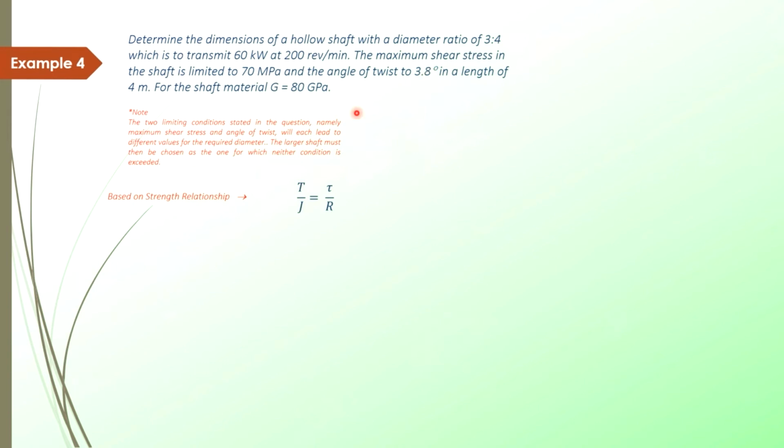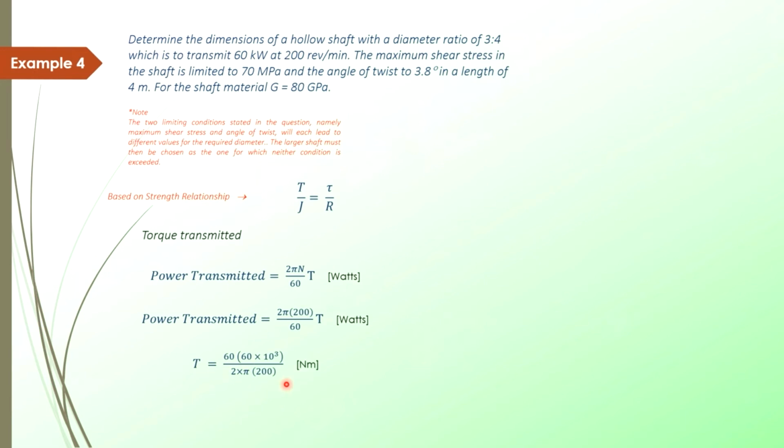Now, based on the strength relationship first, T over J equals shear stress over R, and also based on the power and the speed, you will be able to find out the torque of 2860. Once you are familiar with this, when you look at the question and you see power and speed, you will know that automatically you have to find out the torque. So that is a torque of 2860 Newton meter.